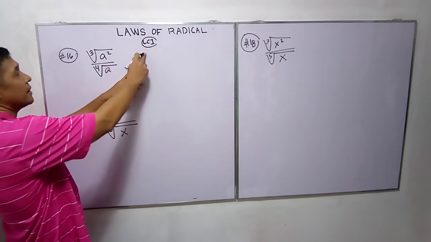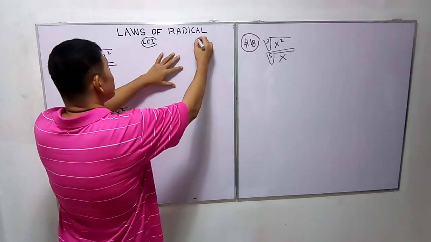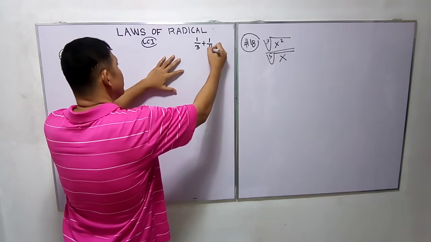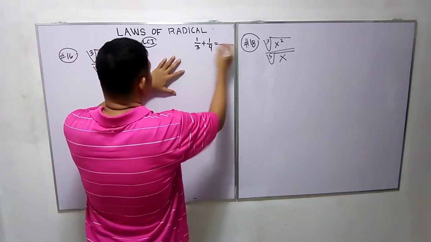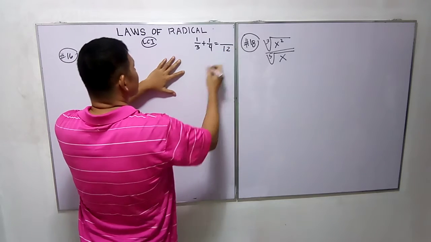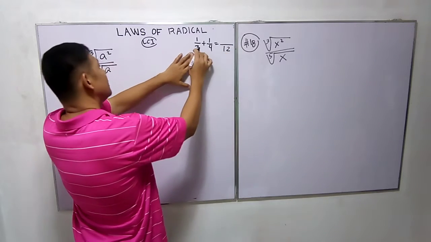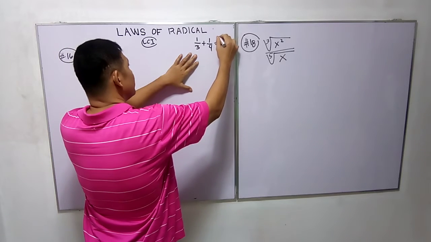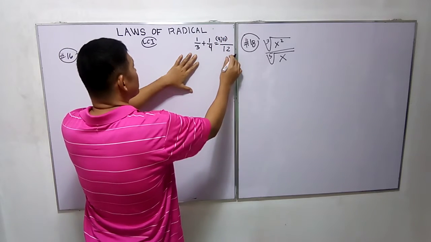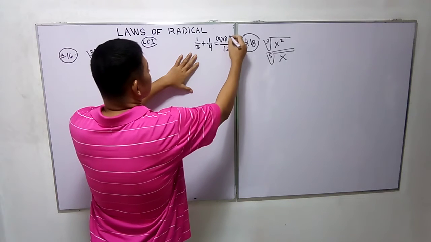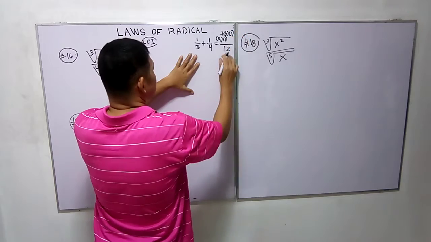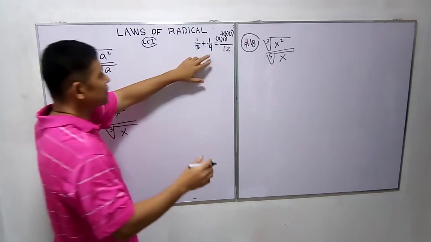Is common index. So, parang ganito lang yan 1 over 3 plus 1 over 4. So, ang LCI po natin dito ay 12. So, pag ito, divide natin dito, magiging 4, no? Times 1. Ito naman, magiging 3. So, lagay na natin dito, plus 3 times 1. Kasi 12 divided 4 is 3 times 1.